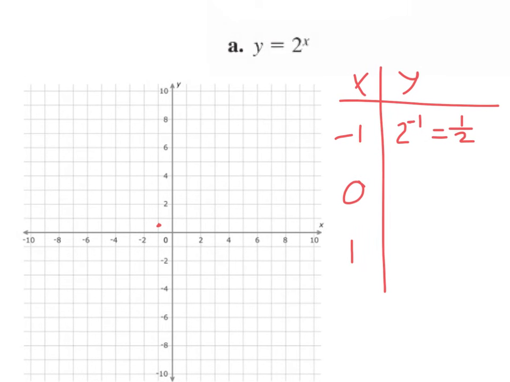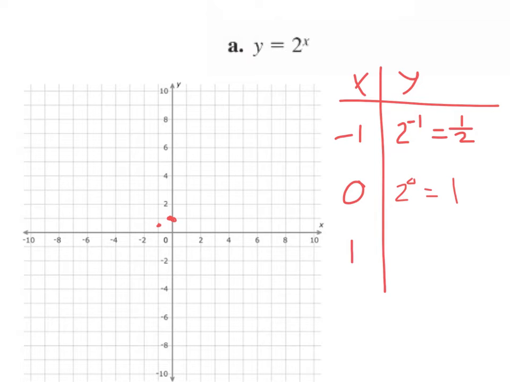Next, we're going to plug in 0. So we have 2 to the power of 0. What is 2 to the power of 0? 1. Anything that has the exponent of 0 is 1. So at 0, we're going to be at 1. So our y-intercept is always going to be 1 when you just have x in the exponent. So for all these graphs, we'll notice that our y-intercept is always 1.